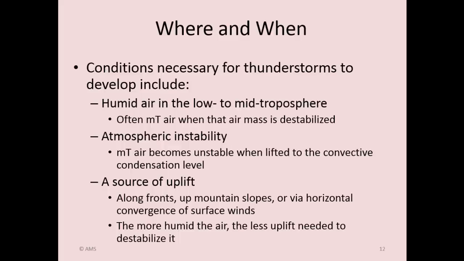Typically, for severe thunderstorms, this is going to be along cold fronts, could be along warm fronts as well. However, mountain slopes, orographic lift, is certainly going to help. And if we get any kind of horizontal convergence of the surface winds, that can be a low pressure system. And finally, the more humid the air, the less uplift we need to destabilize it and develop these cumulonimbus clouds.